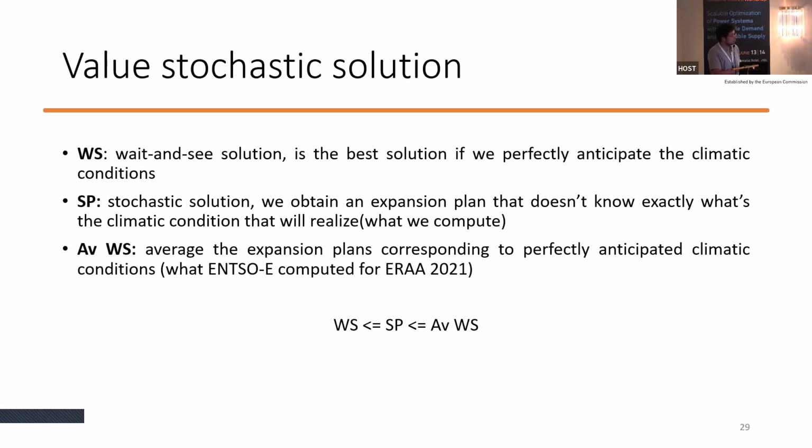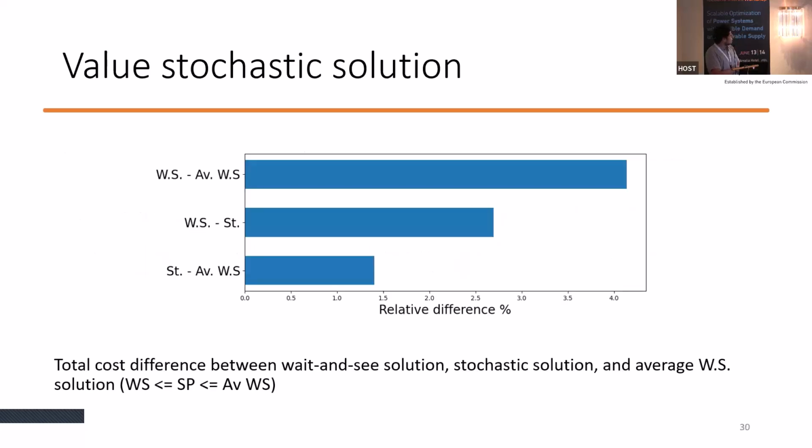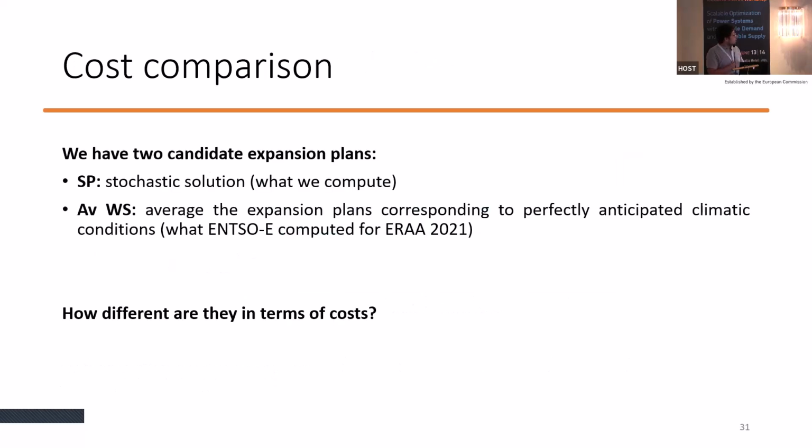And so here again, what we would like to see is that there is a difference between this average wait-and-see and the stochastic solution. This is what we see in the last row of this graph, where the relative difference between these two solutions is near 1.5%, which again I think shows that there is an important difference between these two solutions.